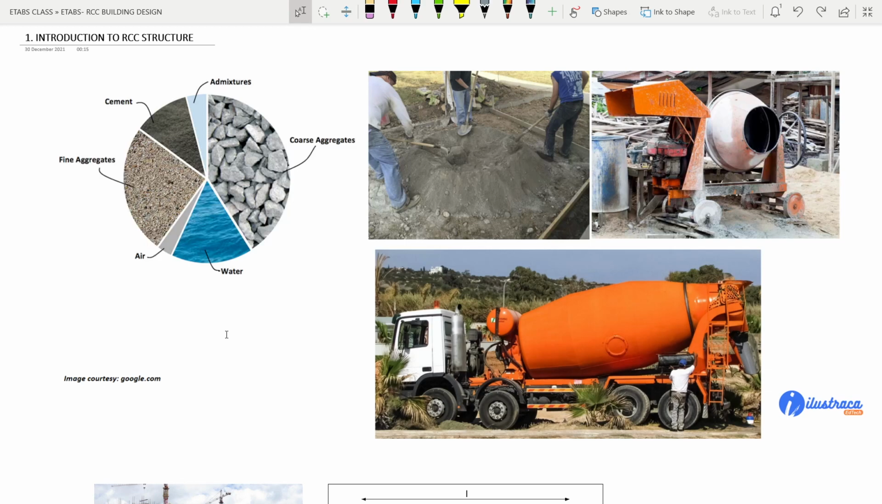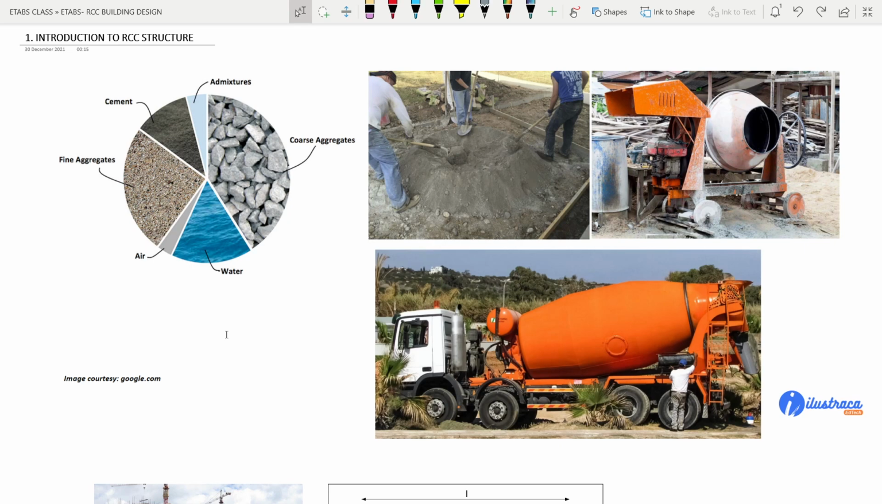If you are already a practicing engineer, or if you already know this concept, then that is very good. But those who are new, like those who are college students, it is very important for them to understand the fundamentals. So I will start from very basic in this first lecture.